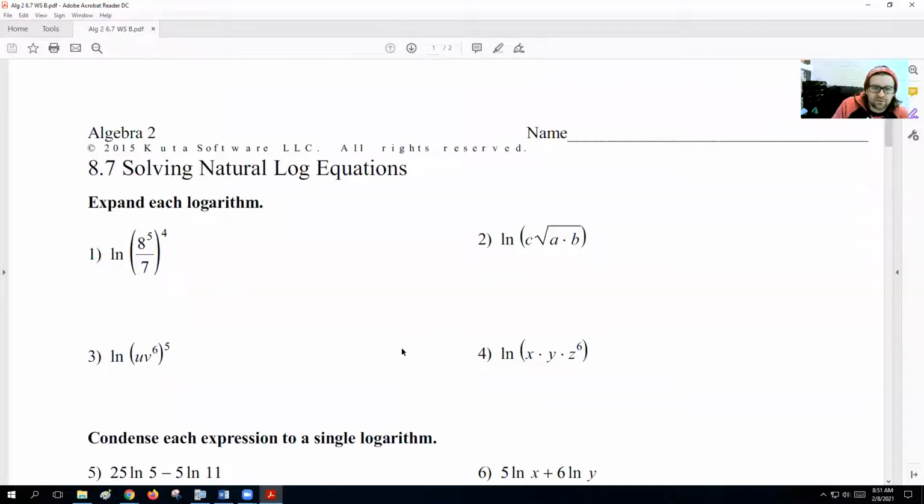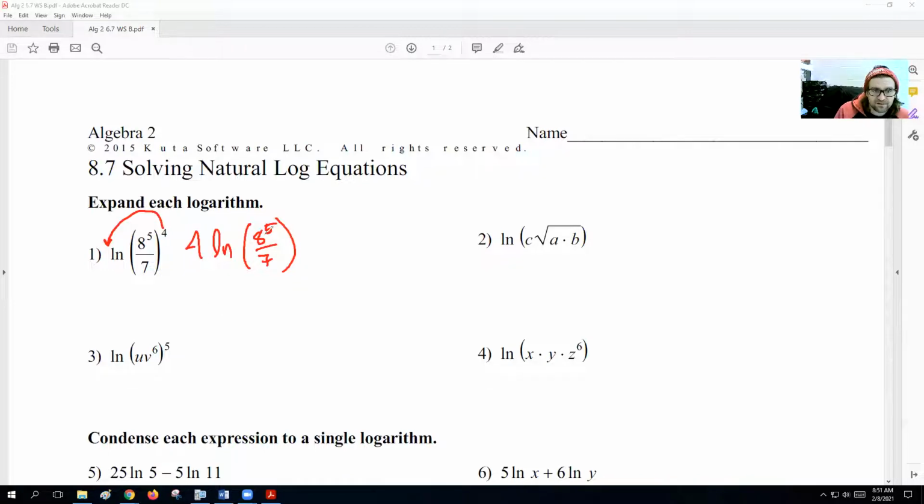So if we wanted to go through, maybe we'll work backwards here. To expand and contract these logarithms, we have to break down what each of them is. So this first problem, we have all of this to the 4th power. Well, the 4th power, we know by rule, goes in front. So really this is 4 times the natural log of 8 to the 5th power over 7.